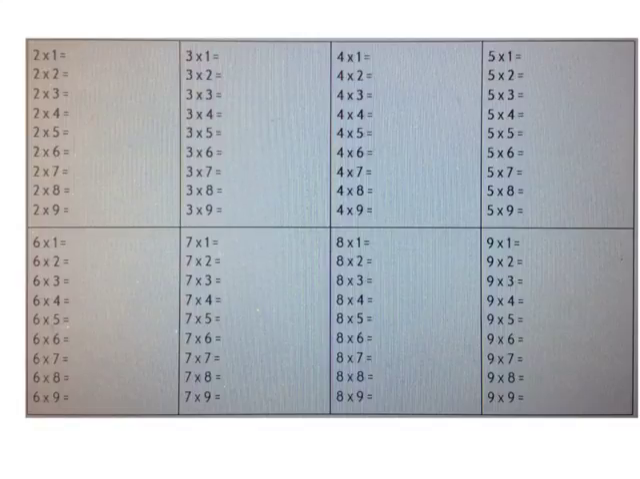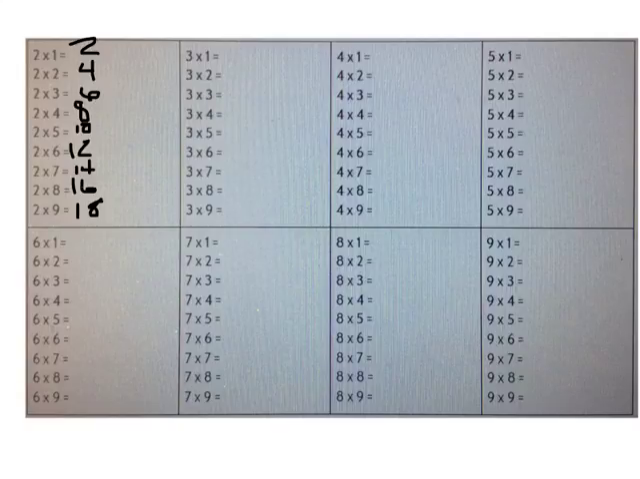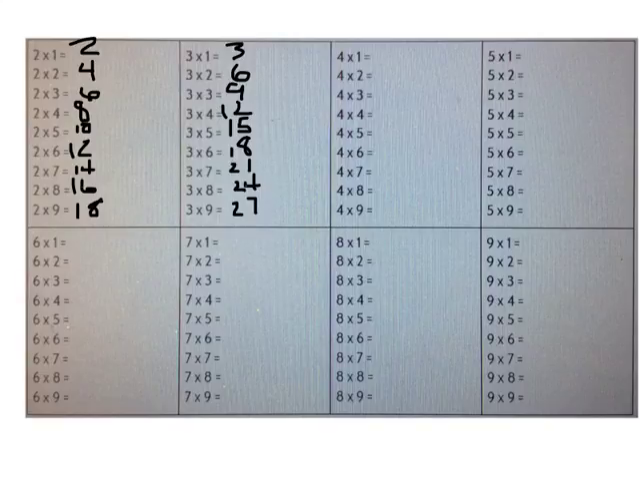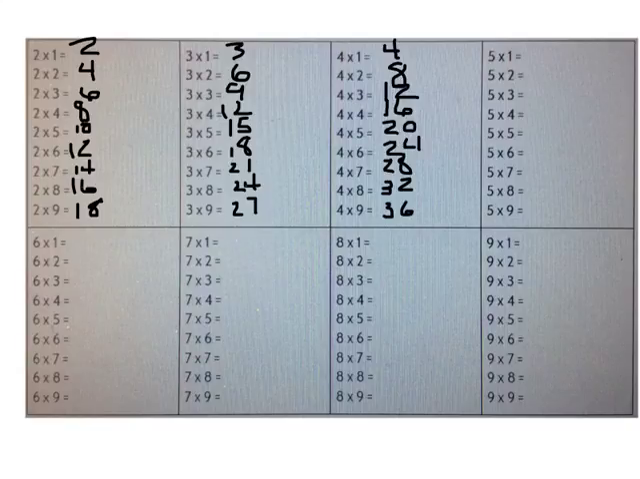Now let's practice our multiplication tables. Go ahead and fill in your multiples of 2 now. Check to make sure your multiples look like mine. Go ahead and fill in your multiples of 3 now. Check to make sure your multiples look like mine. Go ahead and fill in your multiples of 4 now. Check to make sure your multiples look like mine.